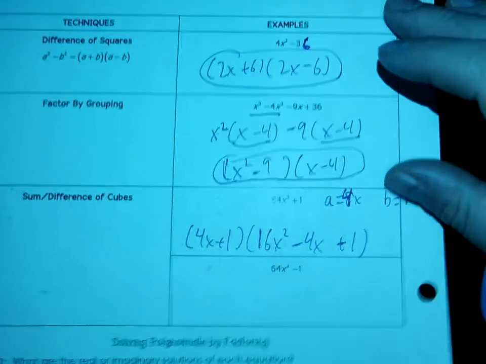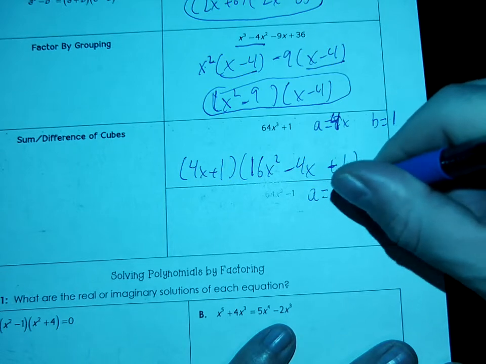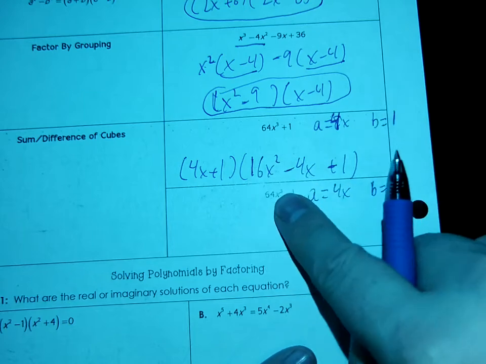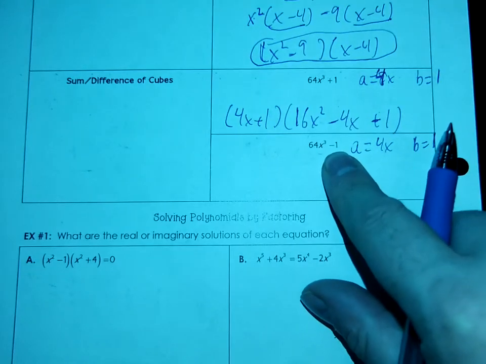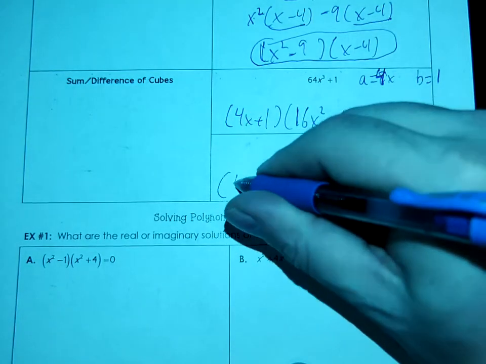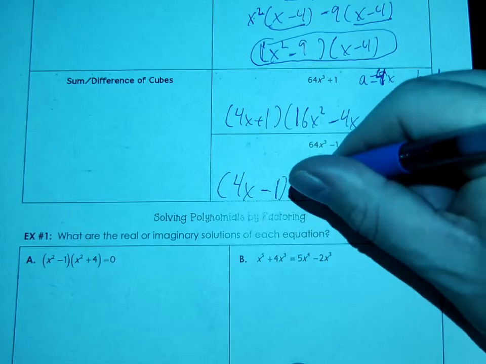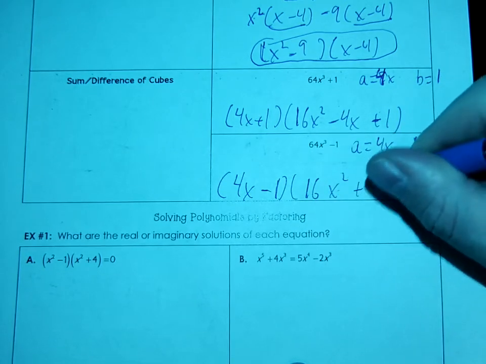And similarly with the difference of cubes, we have the same thing. A is equal to 4x and b is equal to 1. Again, we don't use negative 1 here because the formula accommodates for the negative sign when you're using the difference of cubes. The difference in the formula is that instead of a plus, there's going to be a minus 1. And then there's going to be a plus in the middle of this.